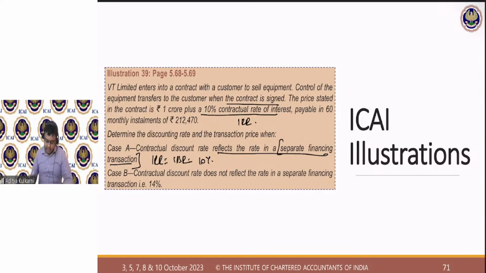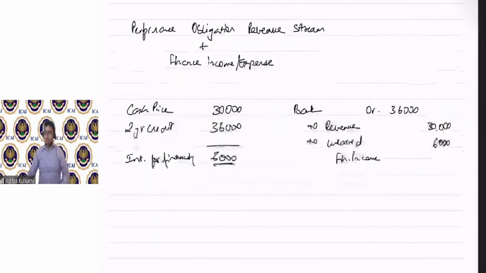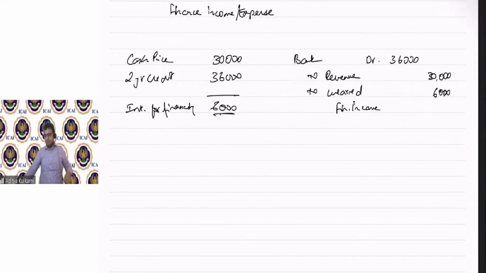In case B, the contractual discount does not reflect the rate in a separate financing transaction. That means IRR equals 10%, which is given to you, whereas the bank rate, the incremental borrowing rate, is 14%. So now you have to do the accounting of the revenue in this particular case. Let us look at where we need to start.